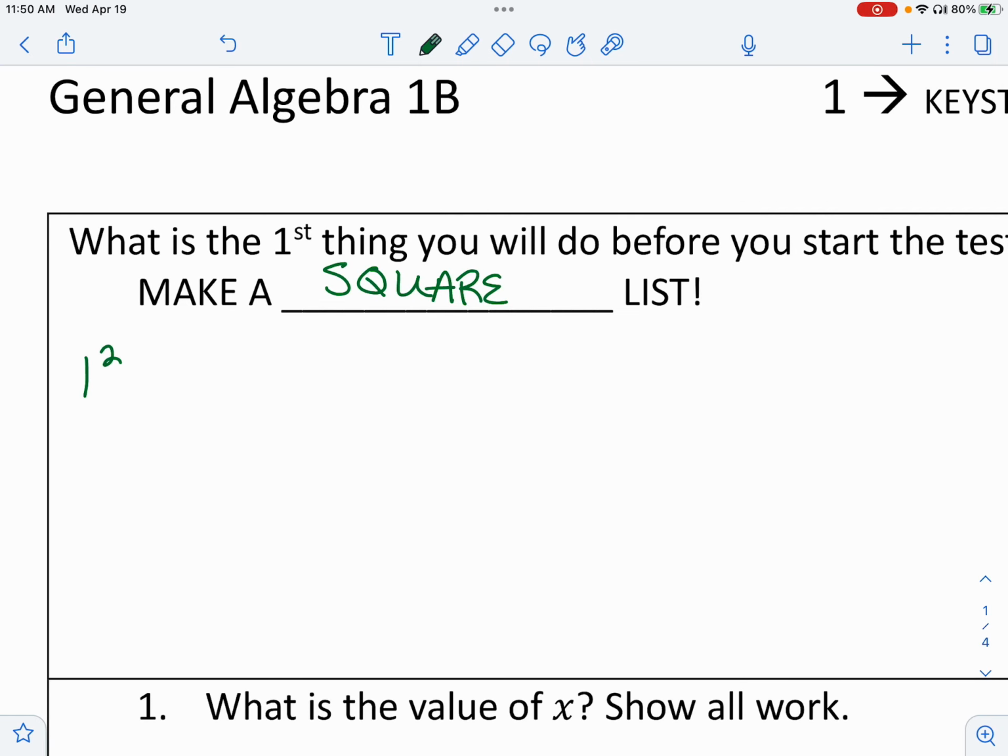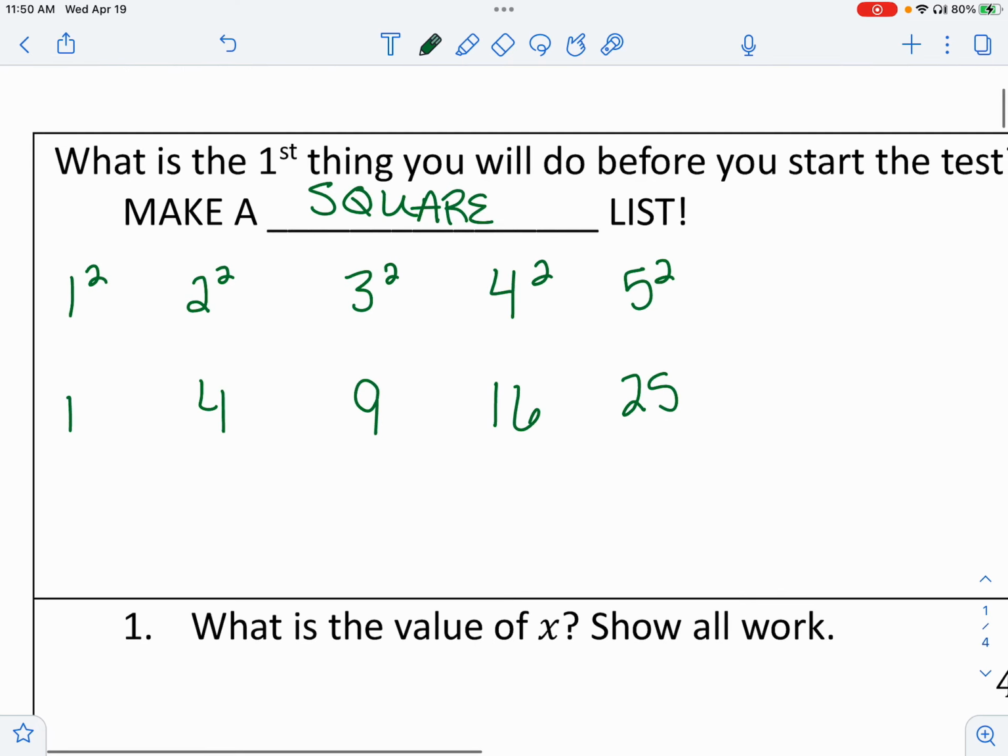You should be able to just do 1 squared is 1, 2 squared is 4, 3 squared is 9. Go up to 10 squared, okay? That should be enough. If it's not, you can always, sorry, that should be 5 squared. If it's not, you can always add to your list.